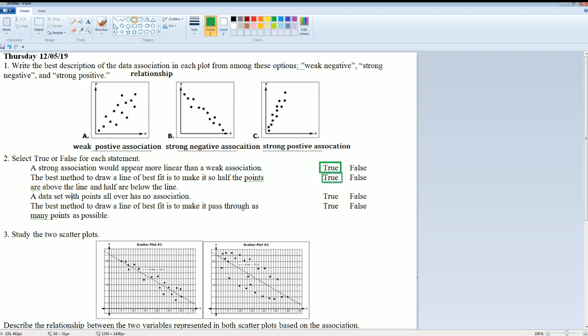Next, the data set with all the points all over has no association. When the points are all over the place, it has no relationship. Yes, that is by definition. So that is true. The best method to draw a line of best fit is to make it so that it passes through as many points. That is also true. Okay. So they're all true in this case.